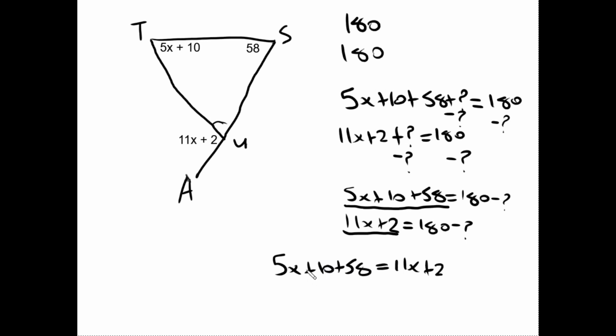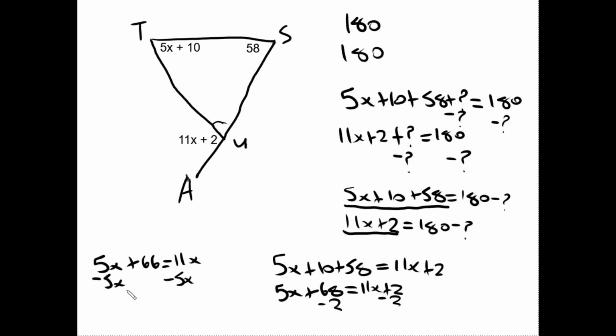So then if we actually do it, we get 5x plus 68 equals 11x plus 2. Minus 2 on both sides, we have 5x plus 66 equals 11x. Minus 5x on both sides, and you get 6x equals 66. Divide both sides by 6 to get x by itself with no coefficient. x equals 11. And we are trying to solve for angle U.